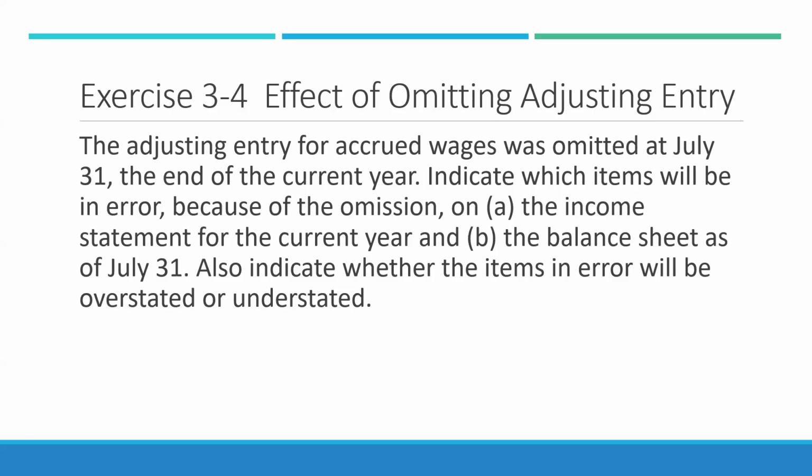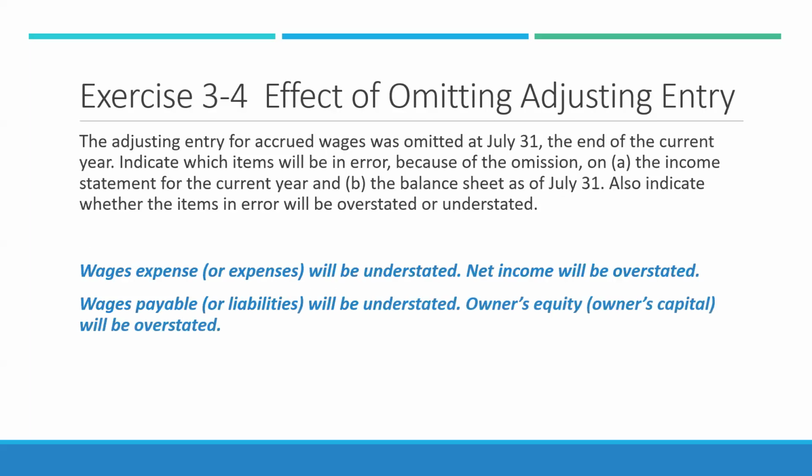Okay? So wages expense are going to be understated if we don't show that journal entry. Net income gets overstated because we don't have that extra expense. Liabilities are going to be understated. And ultimately, our owner's equity gets overstated because don't our expenses reduce owner's equity? Right?